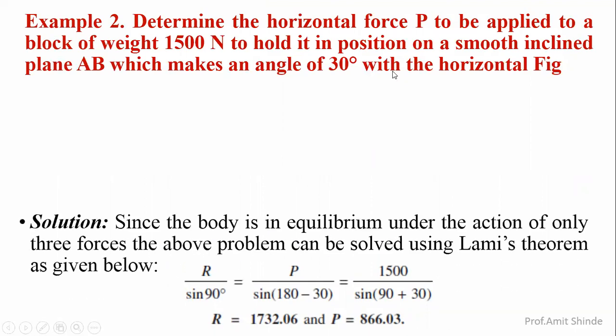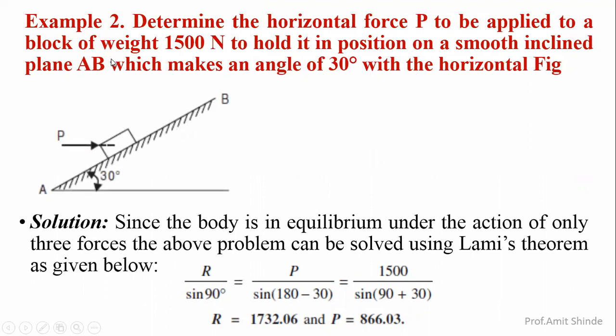Determine the horizontal force P to be applied to a block of weight 1500 Newton to hold it in position on a smooth inclined plane AB, which makes an angle of 30 degrees with the horizontal. If you see here, the block has a weight of 1500 Newton, and how much P is required, that we have to find out to keep this in the same position if it is placed over this inclined plane AB, making an angle of 30 degrees with the horizontal.